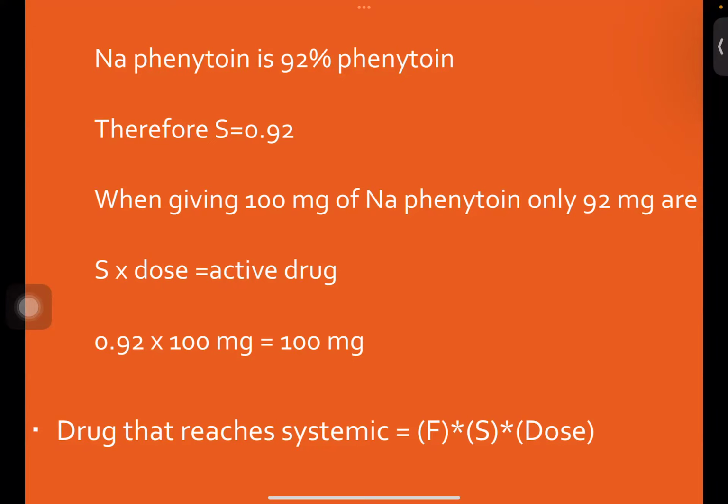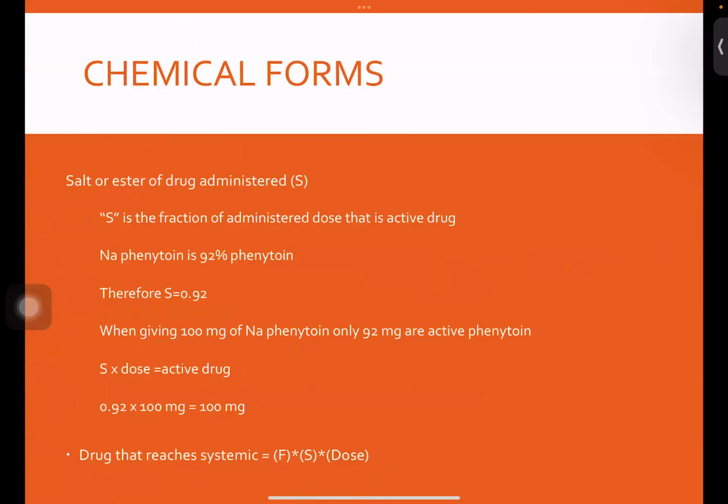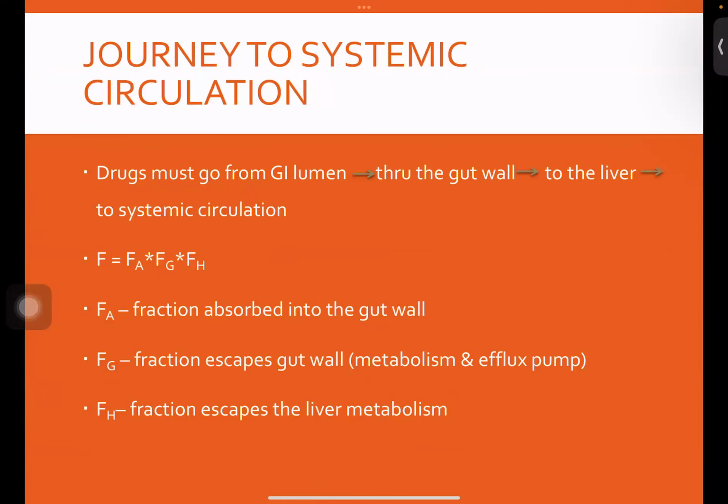Salt form is just what it is, though. It's not really affected by any physiological systems. So as we talked about the journey, drugs must go from the GI lumen through the gut wall to the liver to the systemic circulation. So there's actually 3 different components to bioavailability.